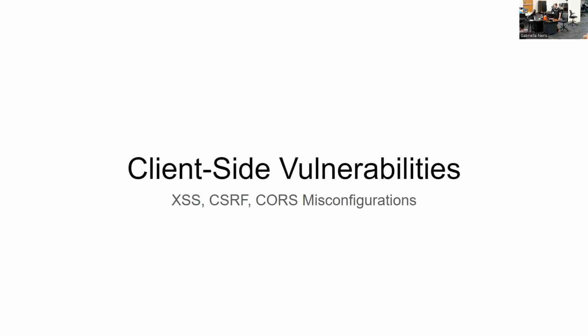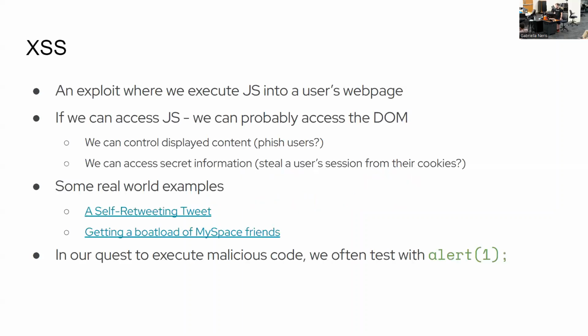So now I'm going to talk about client-side vulnerabilities. First is cross-site scripting. This is an exploit where we can execute JavaScript in the user's browser in the context of the vulnerable web application. So what that means is you can usually access cookies, the document object model, or cause a user to change things on that page.